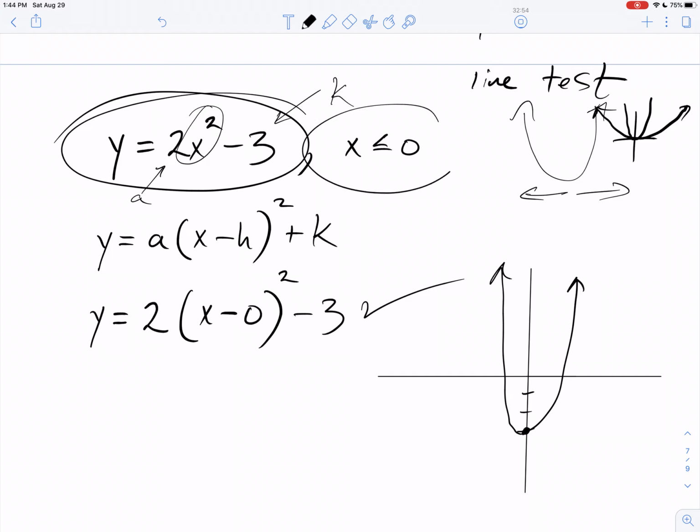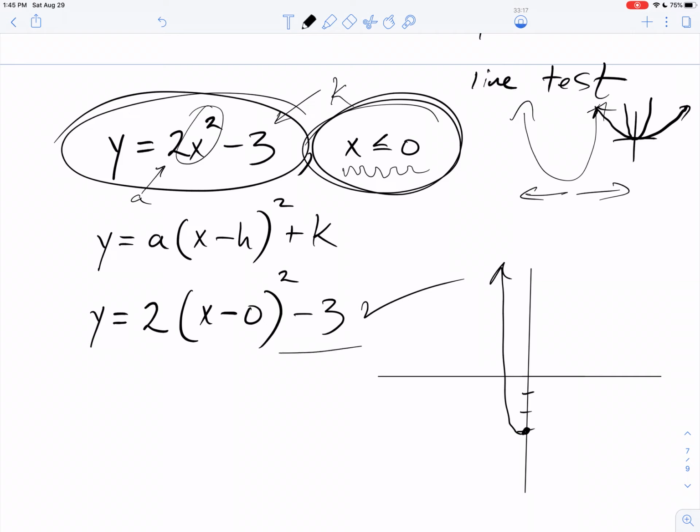Oh, wait. I'm supposed to restrict it. Which side am I supposed to get rid of? The right side or the left side? They want me to only look at things that are less than or equal to 0. So I want to get rid of this side. Now I'm in business.